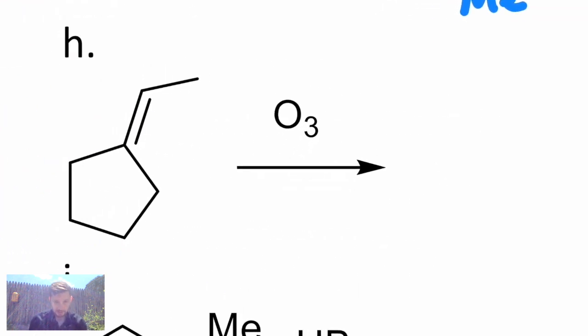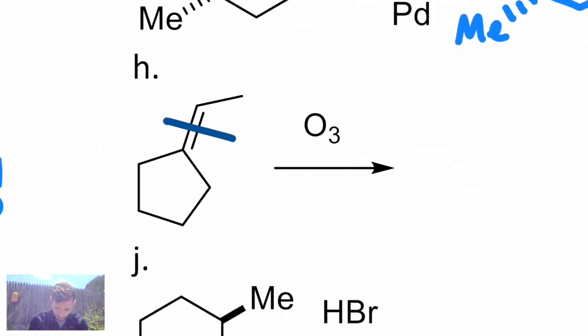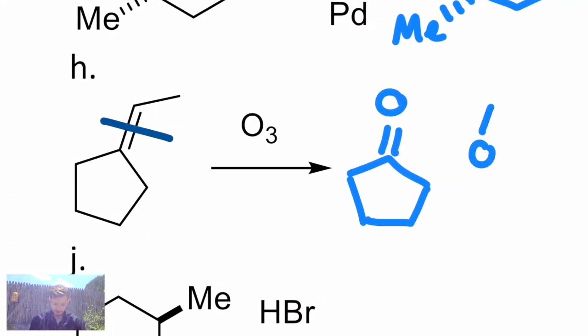Another ozonolysis right next to it. Cut that carbon-carbon bond, you get two separate molecules. One cyclopentanone, the other one acetaldehyde. Just drawing it upside down to show you where it came from. Still going, another ozonolysis.